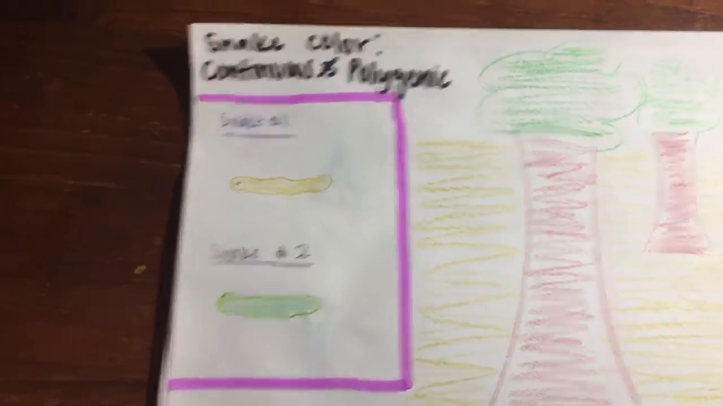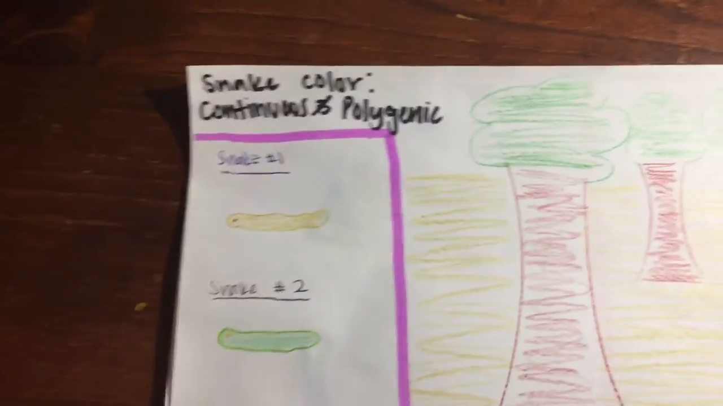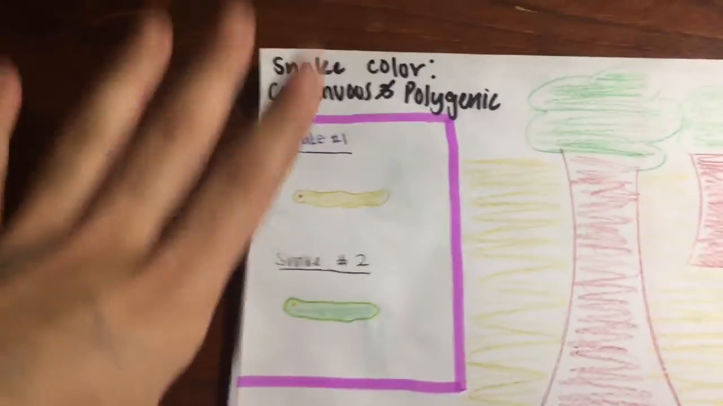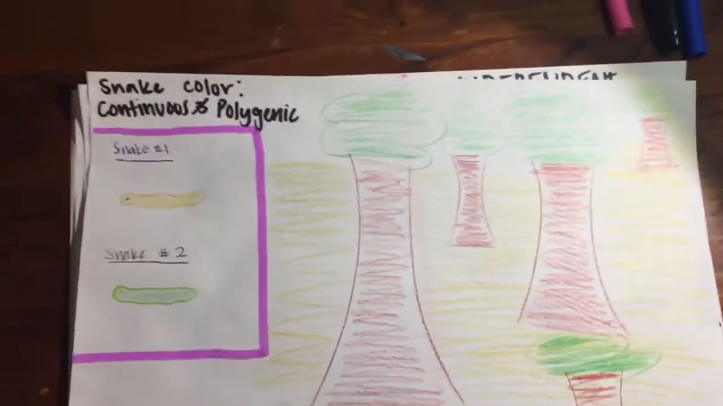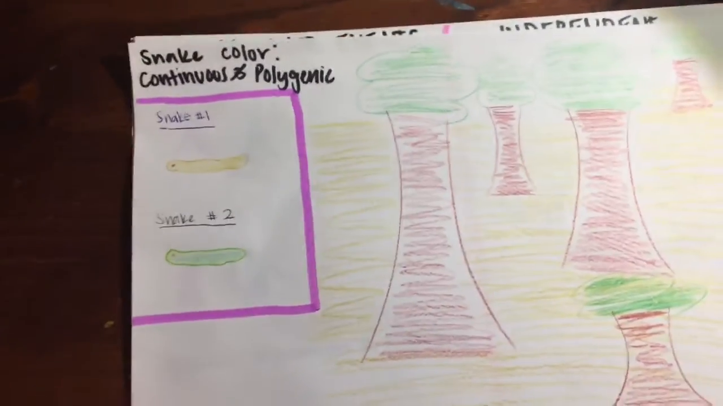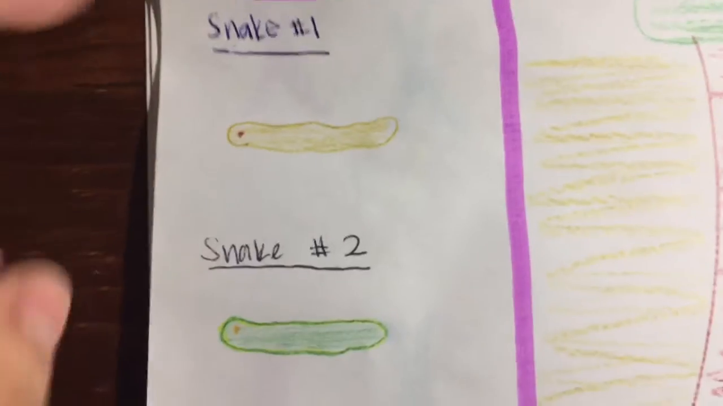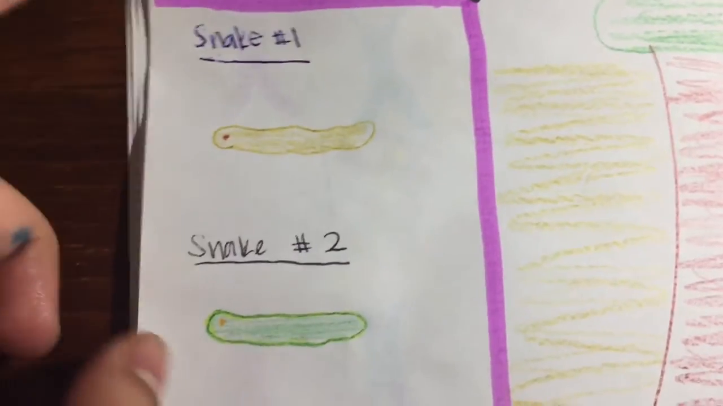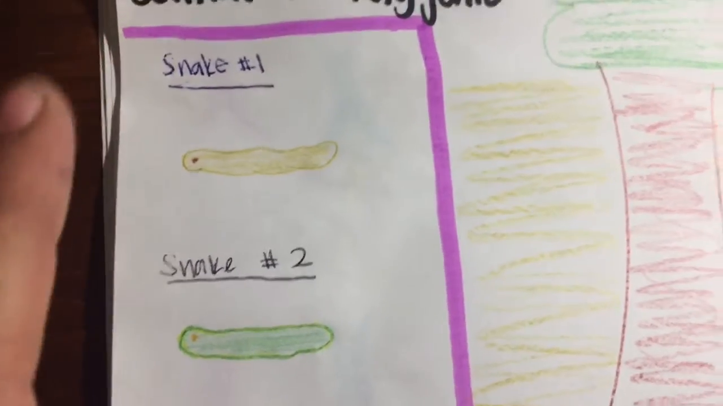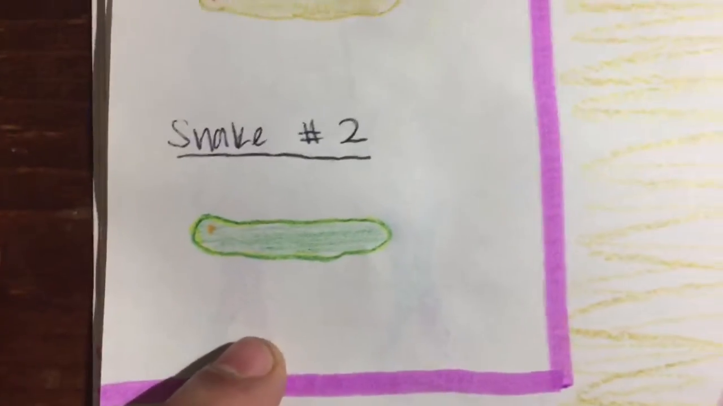This trait is also polygenic, which means that more than one gene plays a part in determining a snake's color. So let's zoom in on the forest situation. Let's say we have two types of snakes, snake 1 and snake 2. As you can see, snake 1 is more of a brown yellowish color, while snake 2 is a bright green.